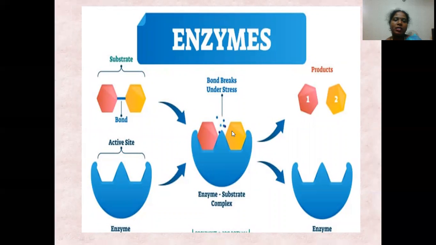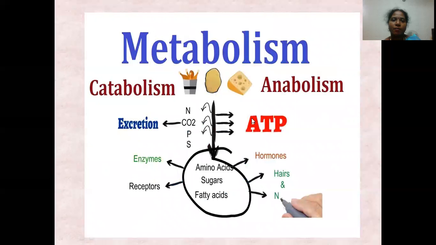Enzymes. Enzymes are very important for a reactant to be converted into product. The enzyme has an active site on it, where the substrate can bind, and it forms the enzyme-substrate complex to be converted into products. So enzymes act as a catalyst to enhance the reaction, whereby the reactants are converted into products.